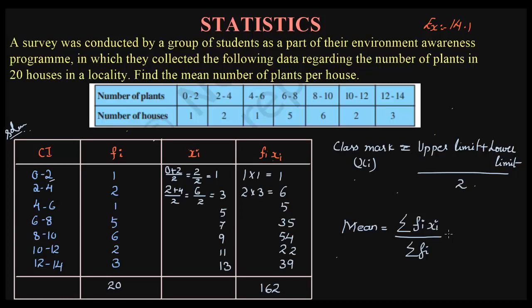Fine. So what we need to do now? We have the formula, we have all the values calculated. So what we will do? We will just substitute here. 162 divided by 20. Answer is 8.1.